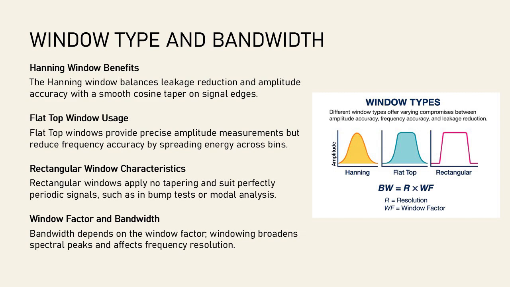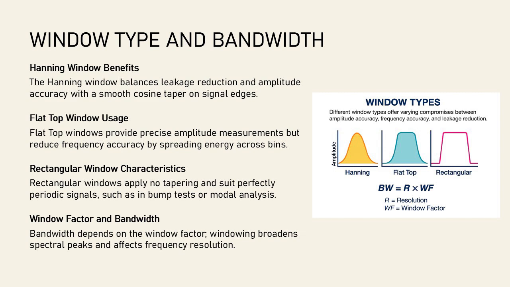The rectangular or uniform window applies no tapering and is suitable only when the waveform is perfectly periodic within the time record, such as in bump tests or modal analysis. Each window type has an associated window factor, WF, which affects bandwidth, the effective width of a frequency peak in the spectrum.